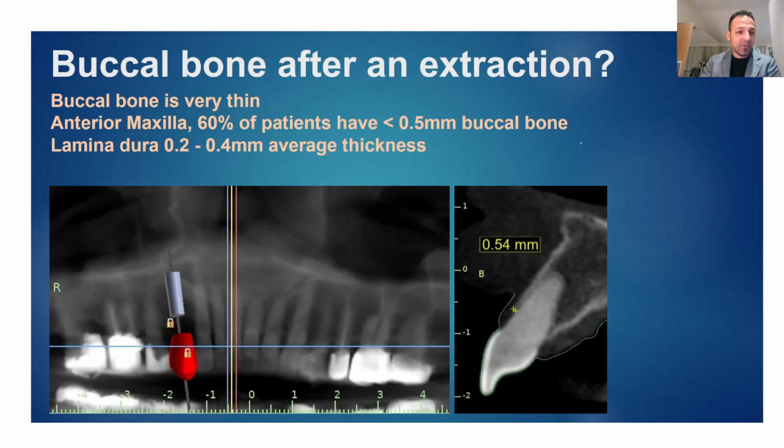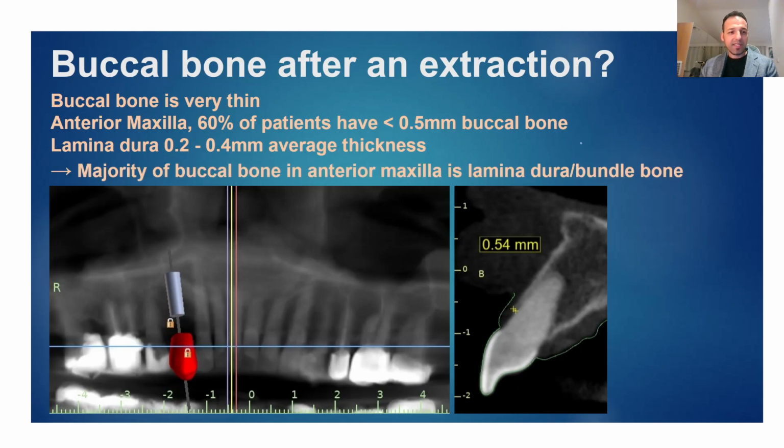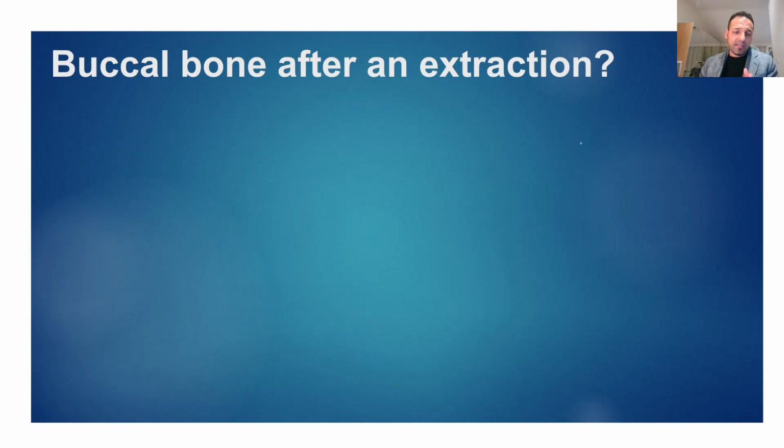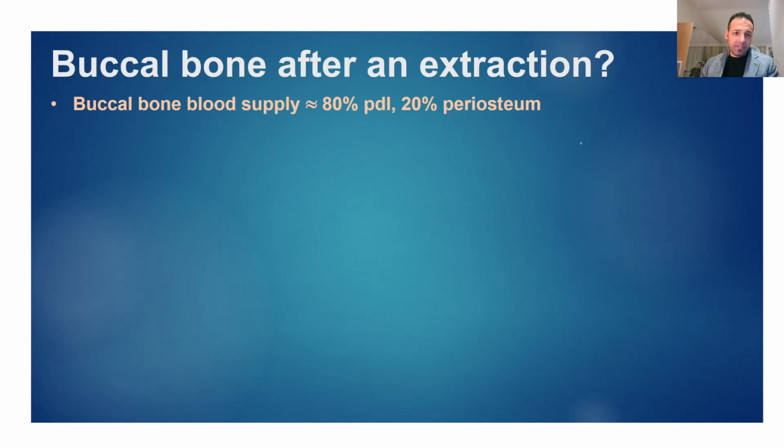Yeah, 0.54. Now if we talk about the lamina dura being that bundle bone, and it's 0.2 to 0.4 millimeters average in thickness, you can see that we're not left with much bone outside of that lamina dura, are we? So the majority of the buccal bone in the anterior maxilla, we know therefore, is classed as bundle bone or lamina dura. And the point is that the buccal bone blood supply is 80% coming from the PDL and 20% from the periosteum.